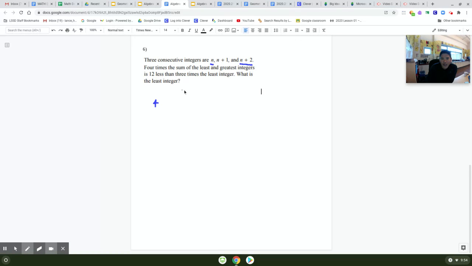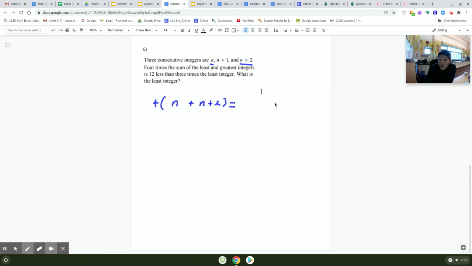So 4 times the sum of the least and the greatest integers. So I'm multiplying 4, I'm going to use parentheses, by the sum, so we're adding here, of the least, which is n, and the greatest, n plus 2. So again, just to double check, 4 times the sum of the least, n, and the greatest, n plus 2. Is, so equals, that starts forming my equation. 12 less than, I'm not going to read any more yet, 12 less than would be, you're subtracting 12.